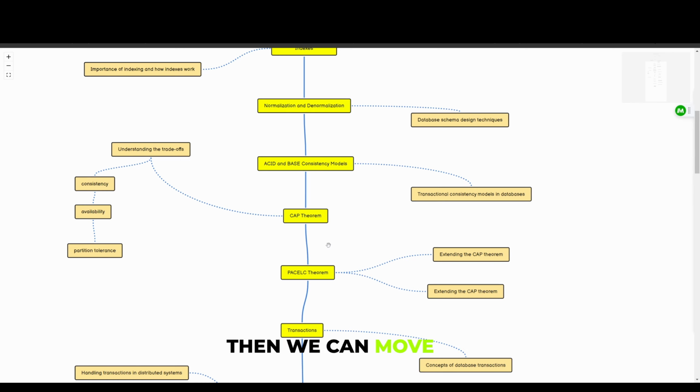Then we can move into ACID and BASE consistency models. The consistency model defines how transactions are handled in the database. We will dive into the ACID model, which ensures reliable transactions, and the BASE model, which is often used in NoSQL databases. Then we can move into the CAP theorem.